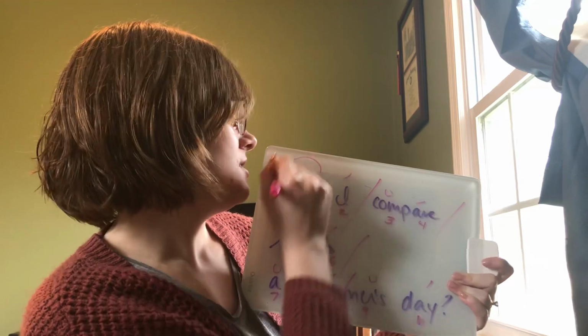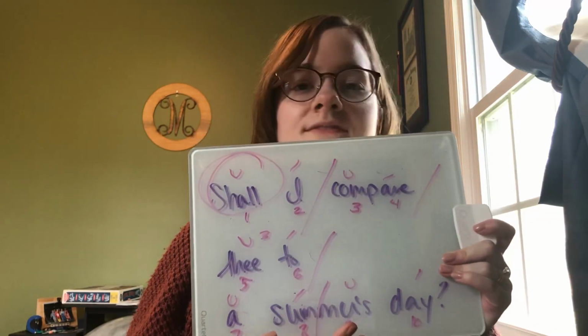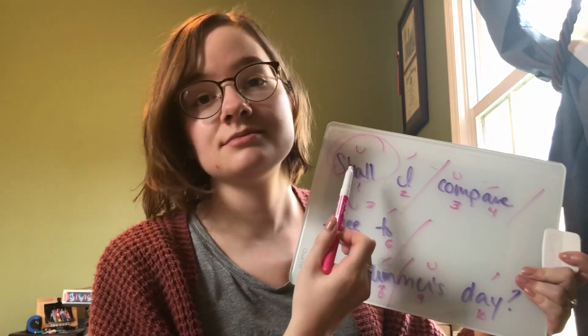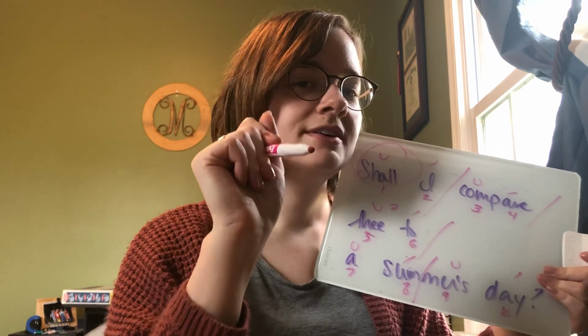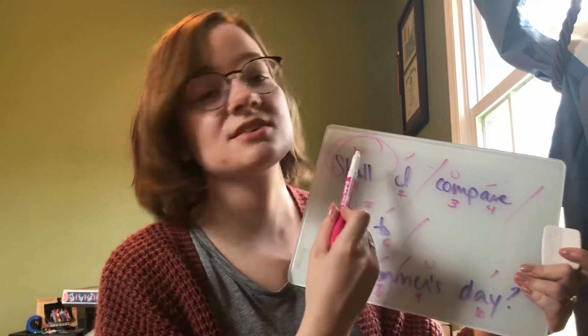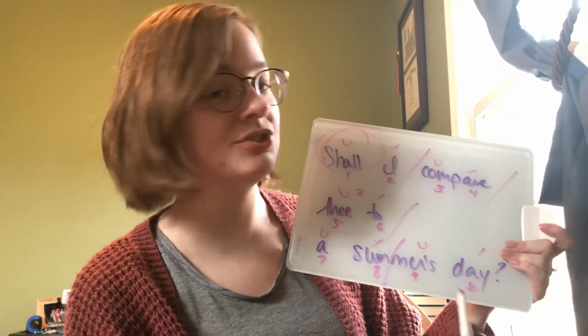Now you'll notice every single line in iambic pentameter is going to start with a U. It's always going to start unstressed. So think, it's always going to start with you. You have to take the step to do it, so it's always going to start with you, okay? But that's iambic pentameter. That's how you mark it.